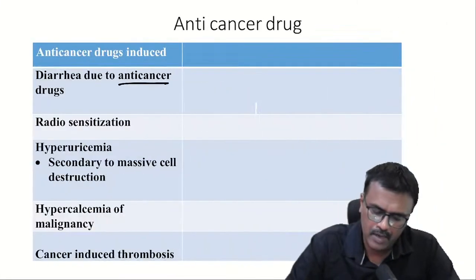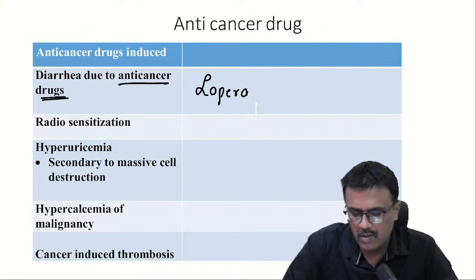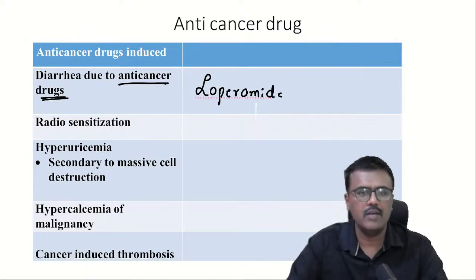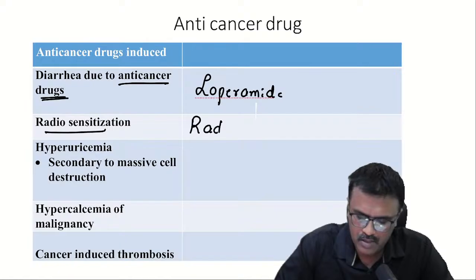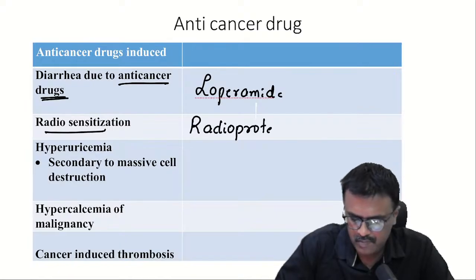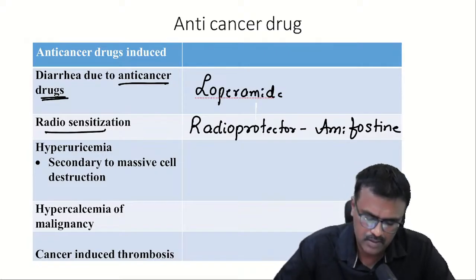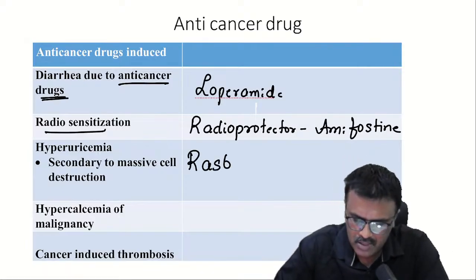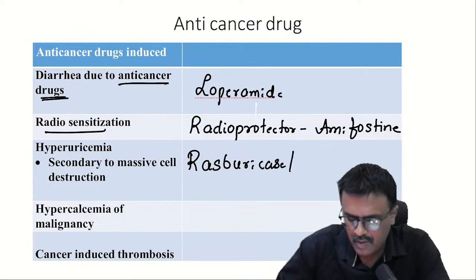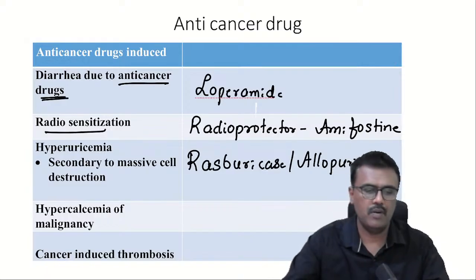Now, if an anti-cancer drug induces diarrhea, it is a non-infectious diarrhea, so the best drug will be loperamide, which is an opioid. If there is radiosensitization, we have a radioprotector drug. The name is amifostine. Suppose there is tumor lysis and there is hyperuricemia, so the best drug, fastest acting, will be rasburicase. If that is not there, you can give allopurinol.